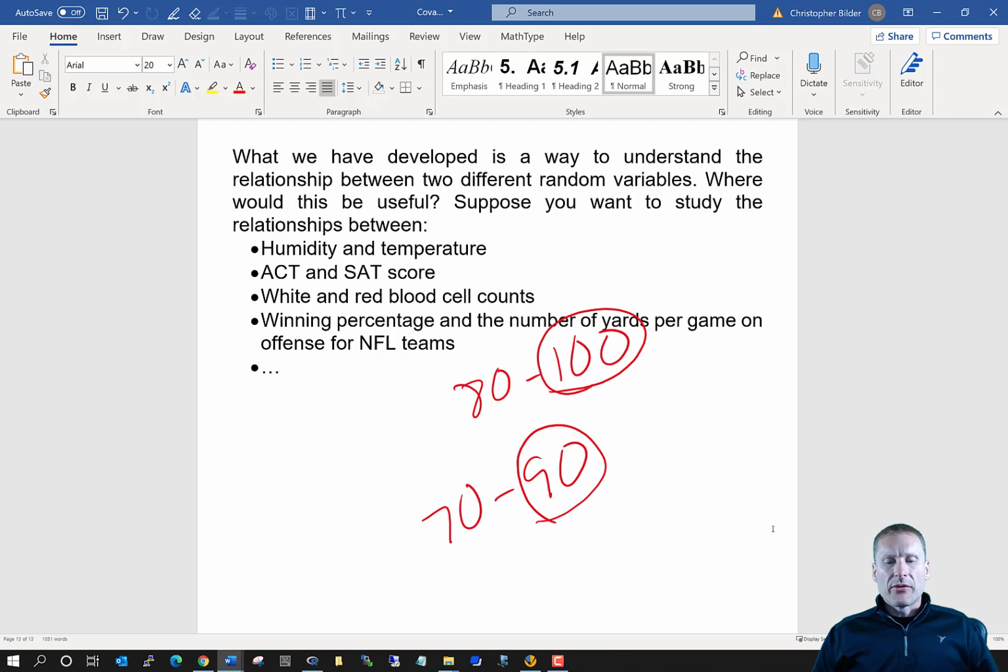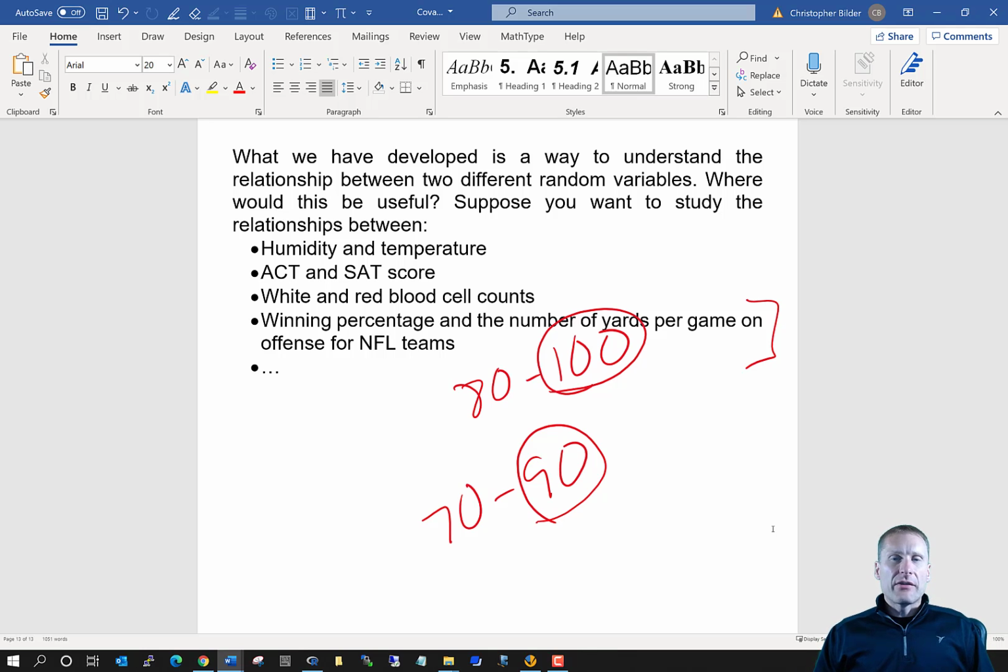What are some other examples? Well, humidity and temperature. We often, during the summer, have high humidity, high temperature. During the winter, low temperature, low humidity. Well, we can quantify that using correlation. How about ACT score and SAT score? Again, you would expect those to be positively related. Winning percentage and the number of yards per game on offense for NFL teams, you would expect some correlation there as well. And this numerical measure helps us measure that.